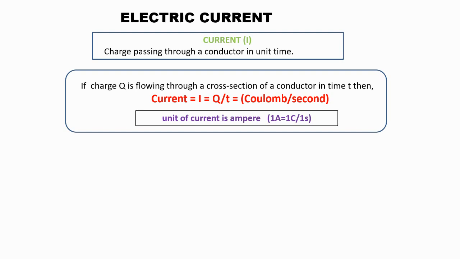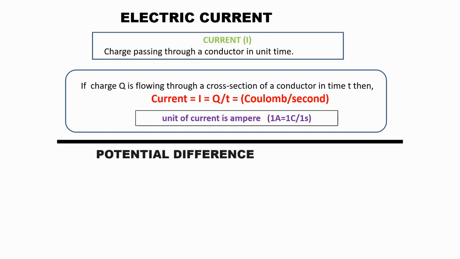So I can write 1 A is equal to 1 C upon 1 s. When 1 coulomb of charge passes through the cross section of a conductor in 1 second, then 1 ampere of current flows through the conductor. In the previous slides, we have seen that the electrons flow from the negative electrode of the battery to the positive electrode. But conventionally, the flow of current is considered as the flow of positive ions. So it is taken from the positive end of the battery to the negative end.